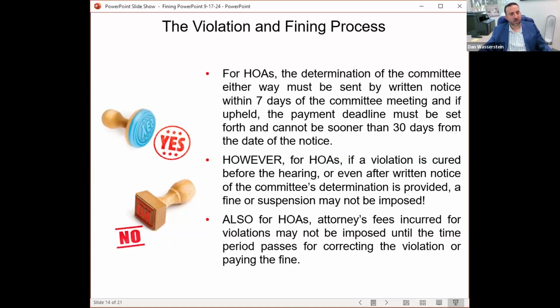So you can go through all these steps of warning letter, board approves, levies a fine, you send the notice to the owner, you have the committee meeting, the committee upholds the fine, 30 days go by. On the 30th day, the owner, let's say, cleans their sidewalk. Guess what? Fine goes by the wayside.